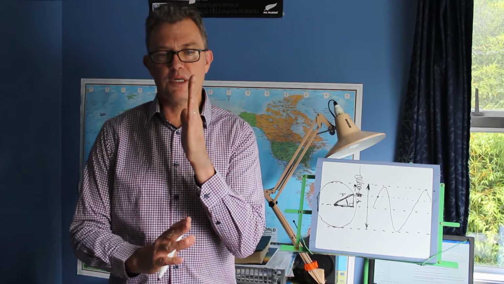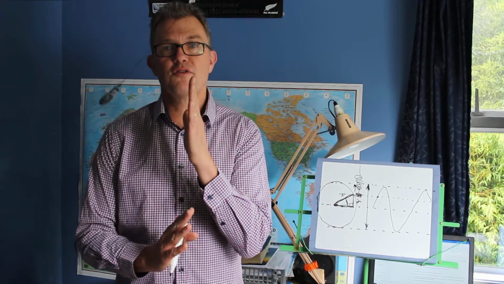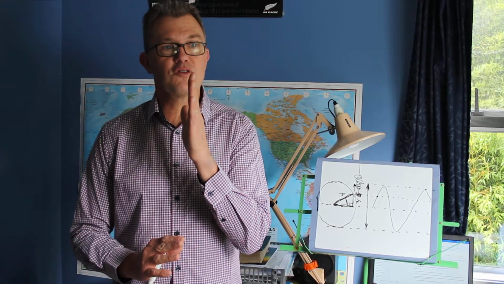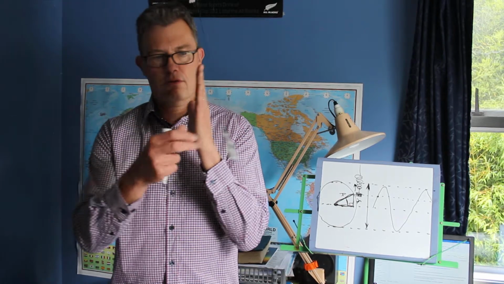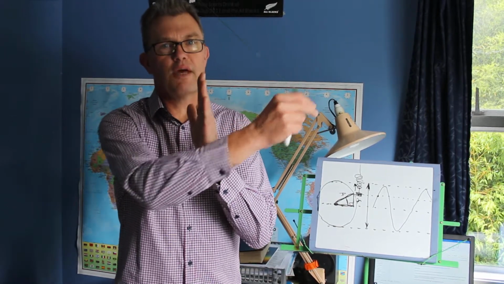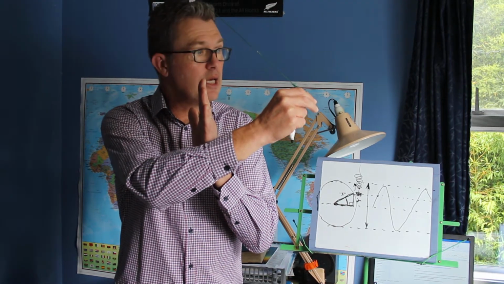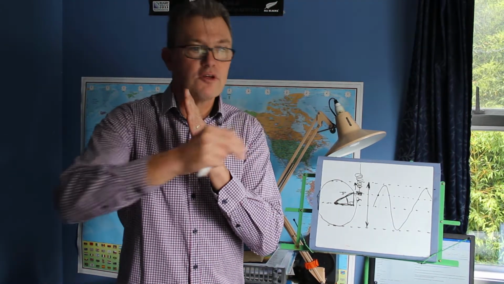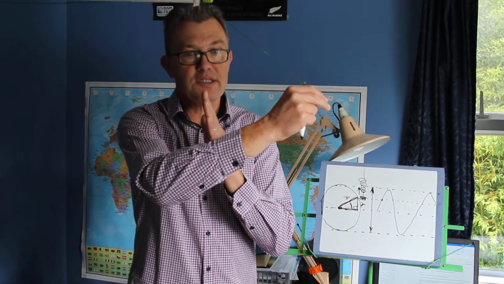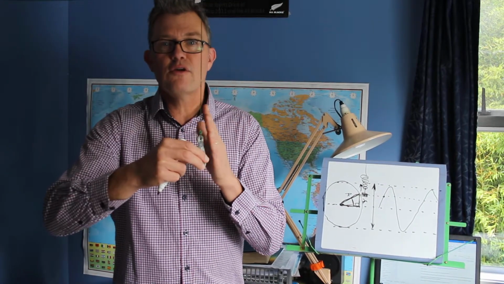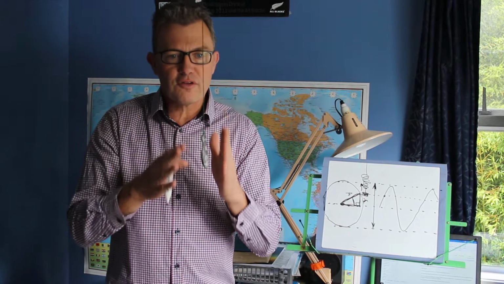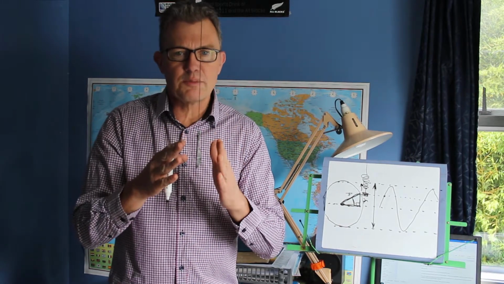When its displacement is zero, its velocity is maximum. When is its velocity zero? When it gets to that point. Its displacement is maximum. Out here, displacement is maximum. Velocity drops to zero, and then it starts heading back in the other direction. So you can see to yourself that velocity and displacement are out of phase.